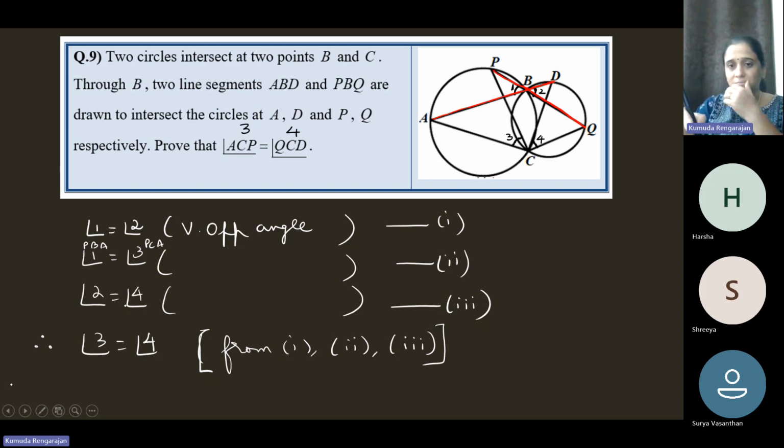B and C are the points where the two circles intersect. You can see two intersecting circles there. So B and C are points that lie on both the circles. PBA, PA is the arc, B is the point on the circumference. PBA, correct. And then PCA.